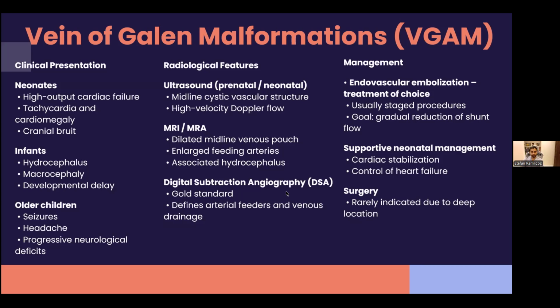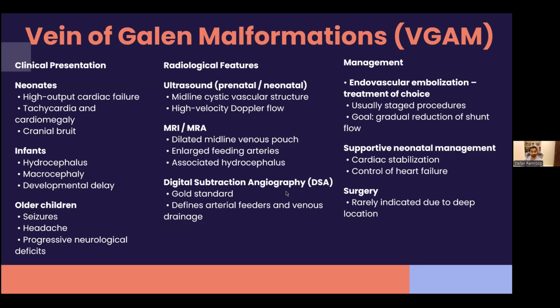Radiologically, these lesions can often be detected prenatally or in early life using ultrasound, which will demonstrate a midline cystic vascular structure with high velocity Doppler flow. MRI, as well as MR angiography, can provide excellent anatomical detail, and it can typically show a dilated midline venous pouch located posterior to your third ventricle, along with the enlarged feeding arteries. However, digital subtraction angiography, or DSA, still remains the gold standard as it allows for detailed characterization of your arterial feeders, your venous drainage, and your shunt architecture.